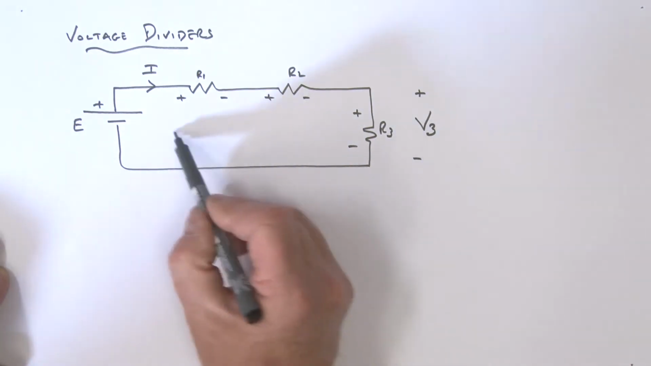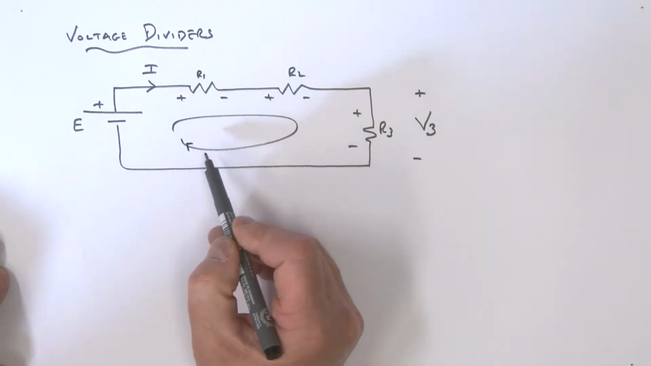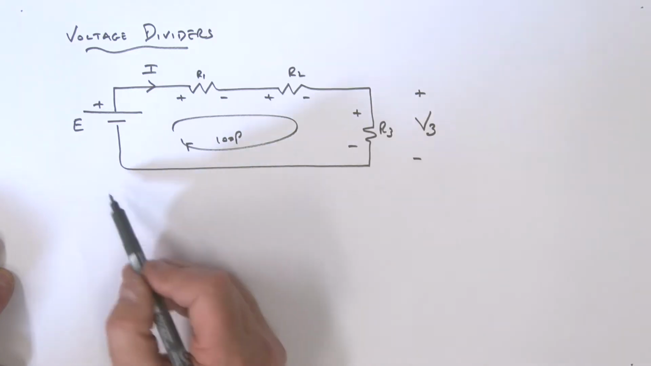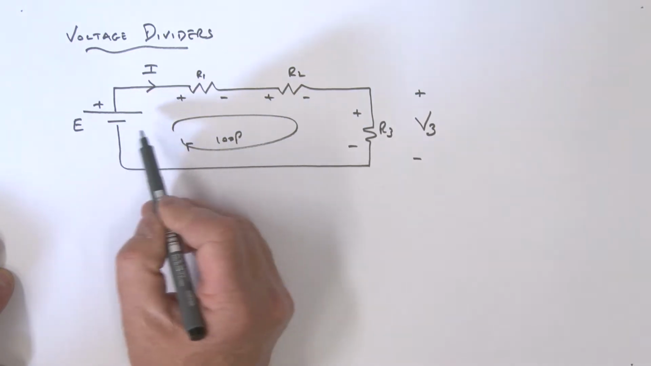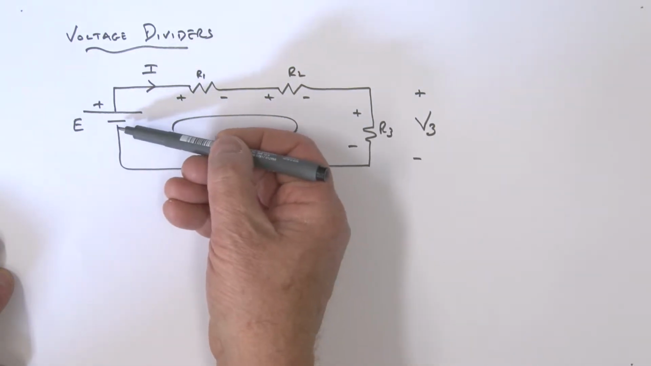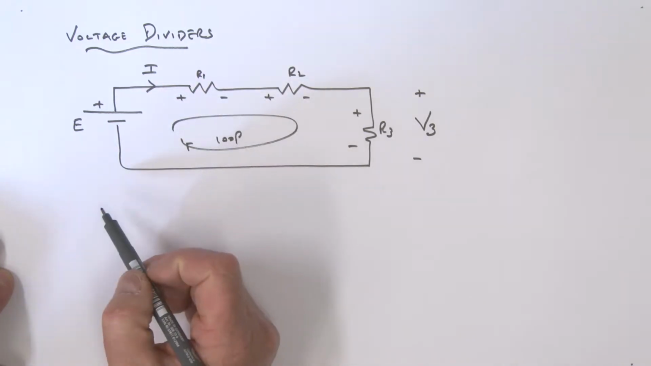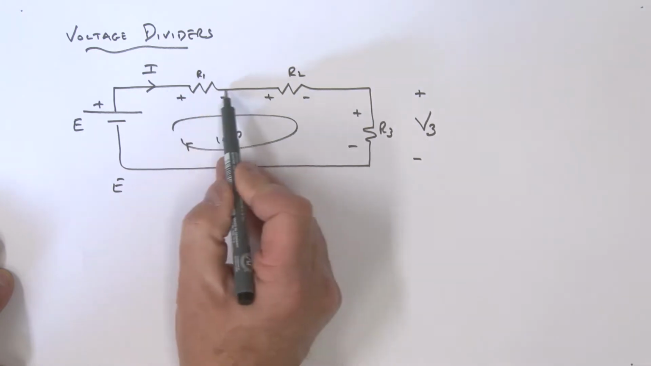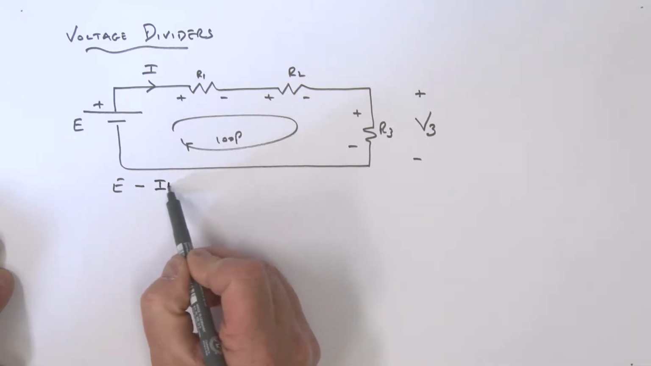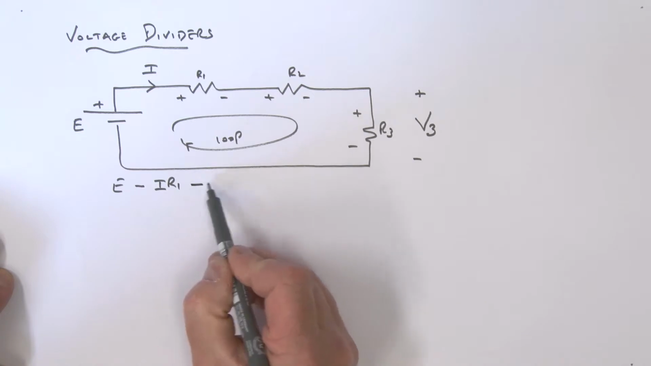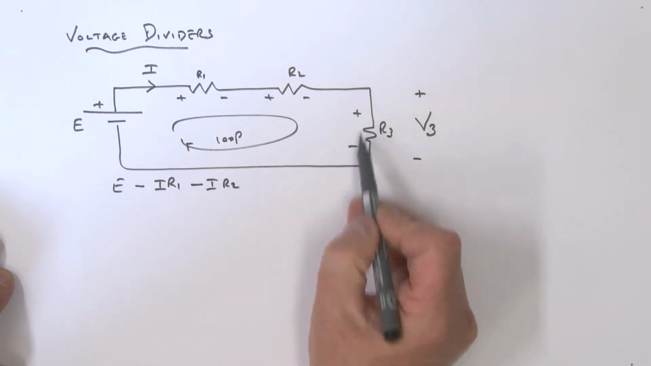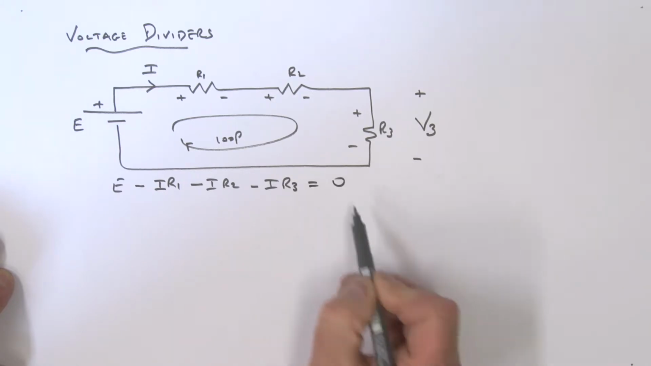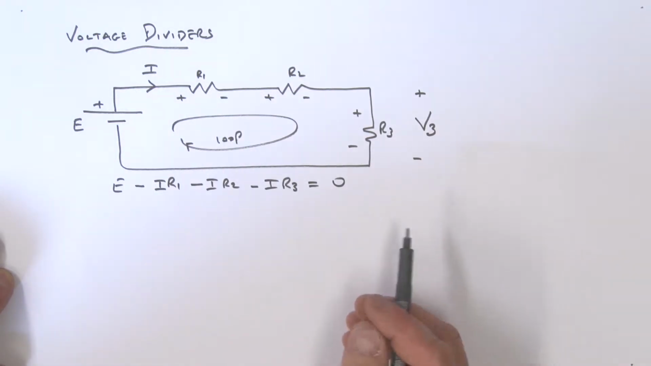So let's go ahead and take a loop and sum the voltages. According to a convention, if I'm going from a low to a high, I'm going to call it positive. What do I get? I get E, and then a drop. That's a minus I R1, dropping, minus I R2, and of course a minus I R3, and all of that is equal to 0.